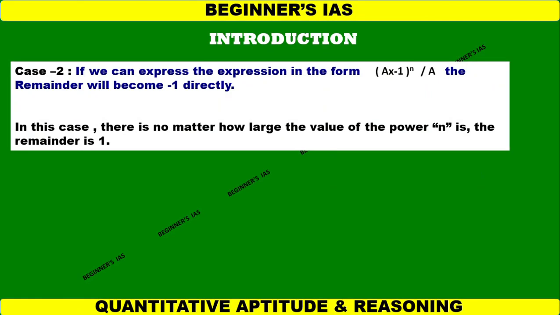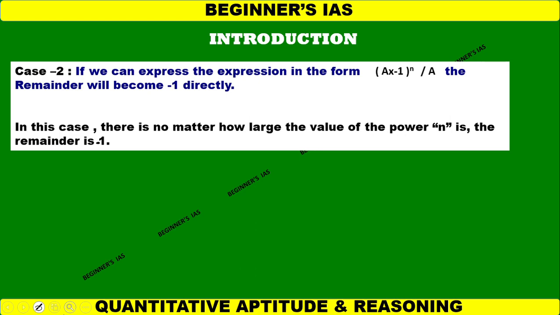That concept is also very important. You have to check whether we can express the number in the form ax plus or minus 1, that is (ax minus 1) whole power n, divisible by a. Surely it will leave a remainder of minus 1 directly, no matter what the power is. Surely it will leave a remainder of a minus 1. Here I just need to change the sign, here minus 1, here minus 1.